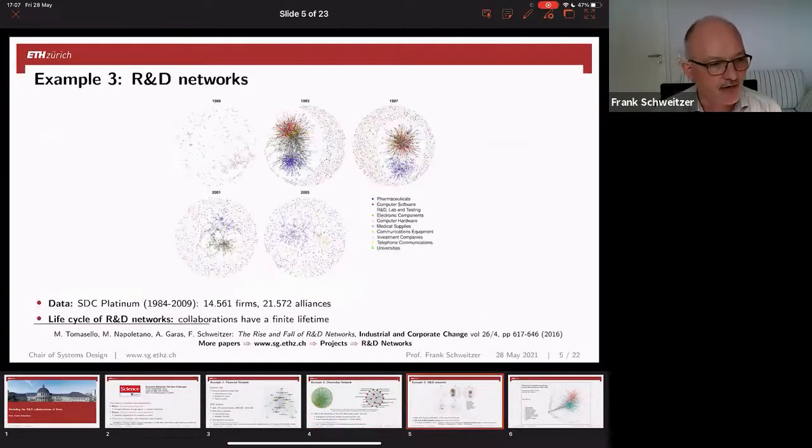It's about collaboration networks. We have analyzed a data set of about 15,000 firms that have collaborations with other firms over a period of 25 years. In total, these firms were engaged in about 21,000 different collaborations. We know about this because you have to sign a contract if you engage in these types of research collaborations, and we have analyzed this data.